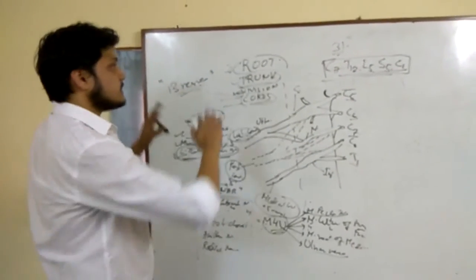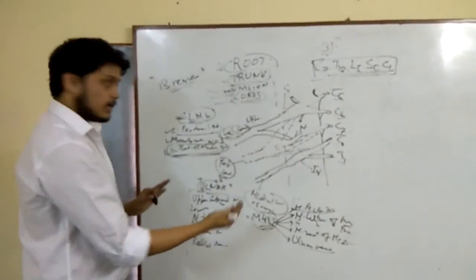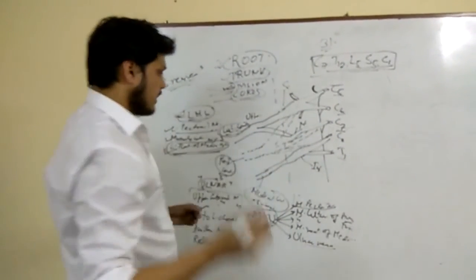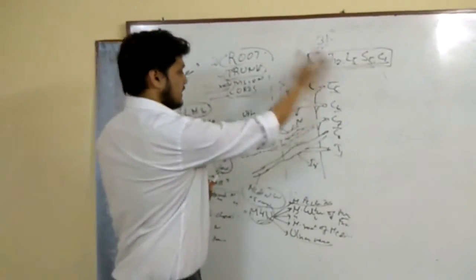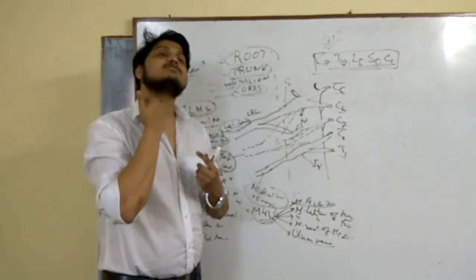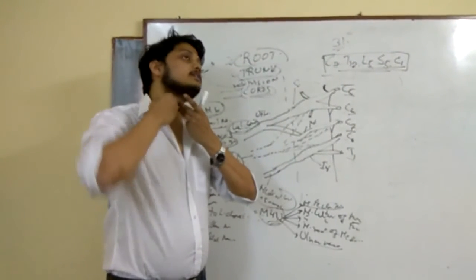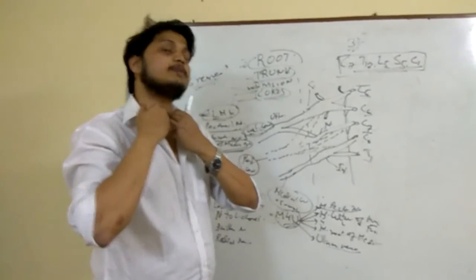Now, so this is a brief gross anatomy of the brachial plexus. Now to finish off, I will just say a few things about where this entire thing lies in the body. It starts from the neck, it comes out between 2 muscles called the scalenus anterior and the scalenus medius.